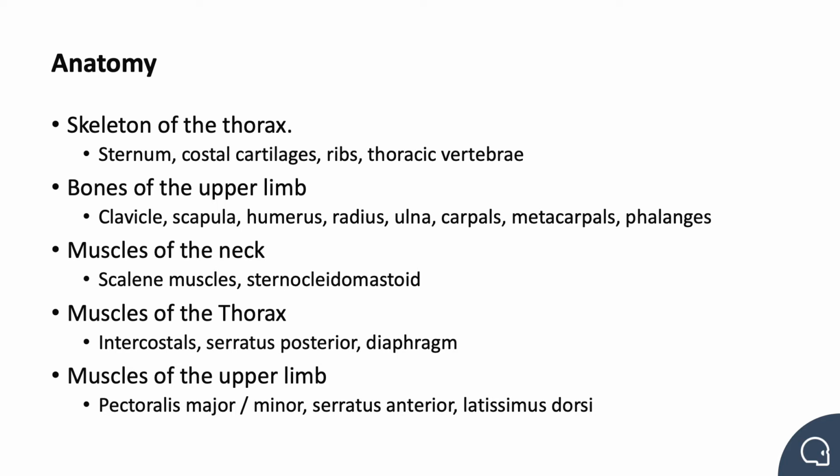Well, the anatomy is fairly wide-ranging. The sternum, the costal cartilage and the ribs are the obvious part. We always think about the anatomy of respiration. But don't forget the thoracic vertebrae and also the bones of the upper limb. Key skeletal elements for both quiet and forced respiration.